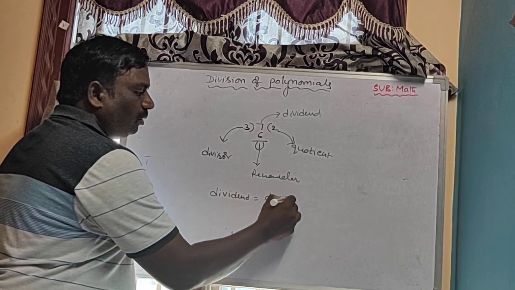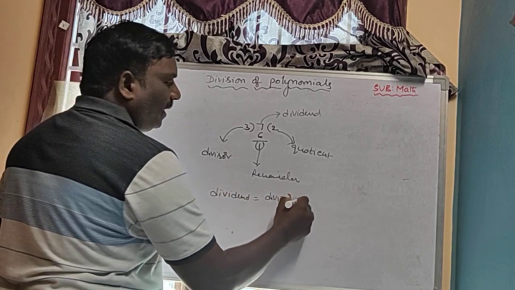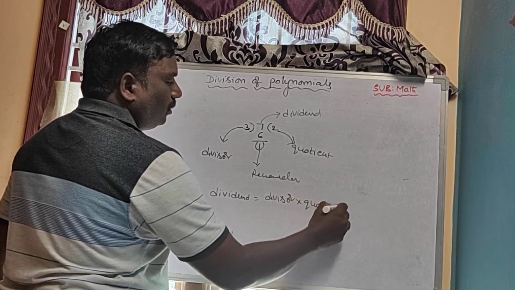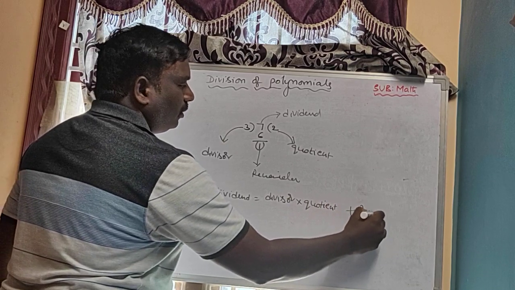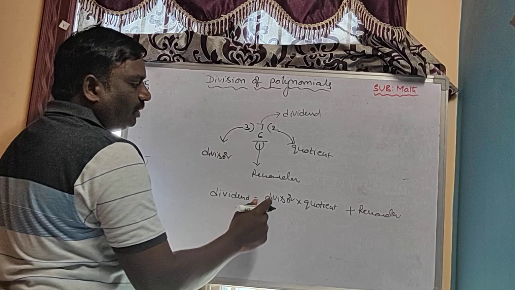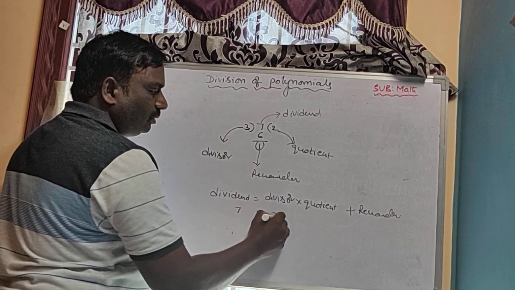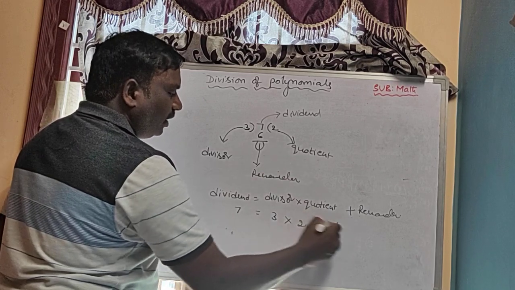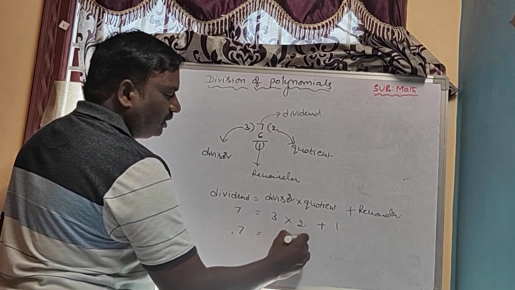divisor into quotient plus remainder. So apply here. Dividend is 7 from this division. Divisor is 3. Quotient is 2 plus remainder is 1. 7 equal to 3 into 2 is 6 plus 1.